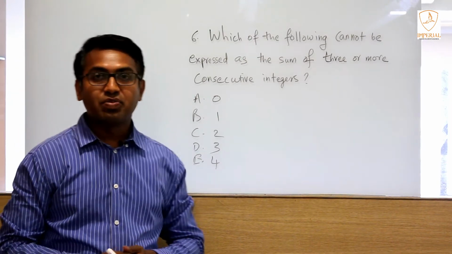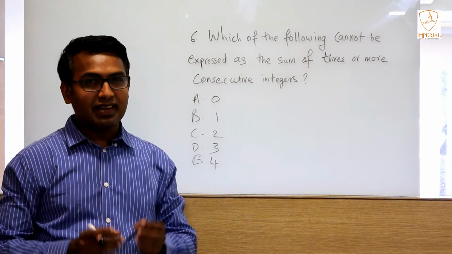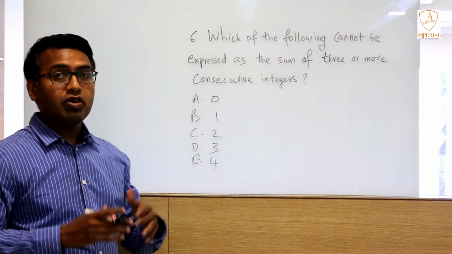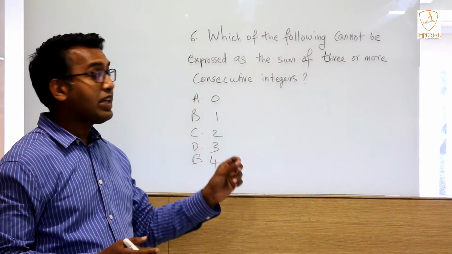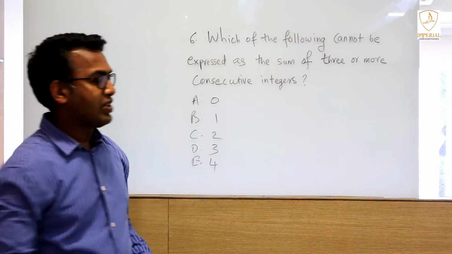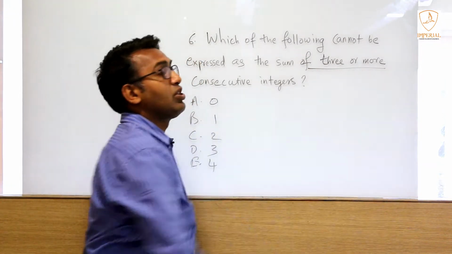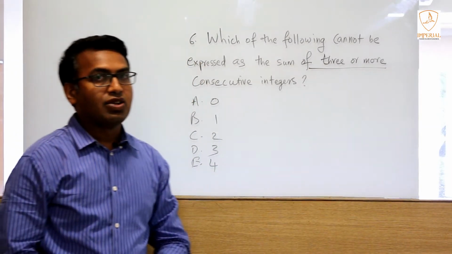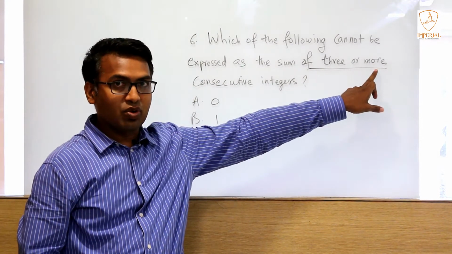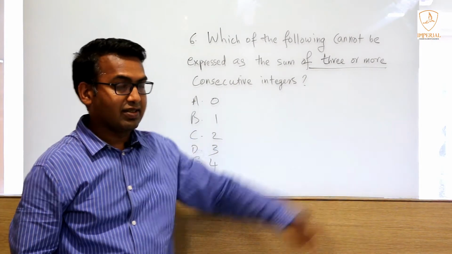Alright guys, let's move on to question number 6. Again a very interesting question. Which of the following cannot be expressed as the sum of 3 or more consecutive integers? Now I want you to pay special attention here to "3 or more", because many times I've seen students who get this question wrong forget that this is written, okay, 3 or more consecutive integers.